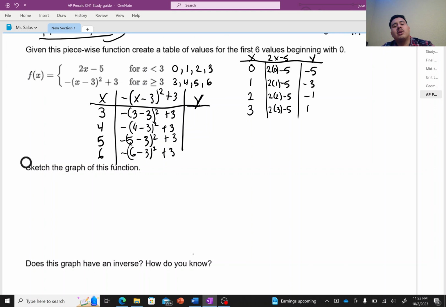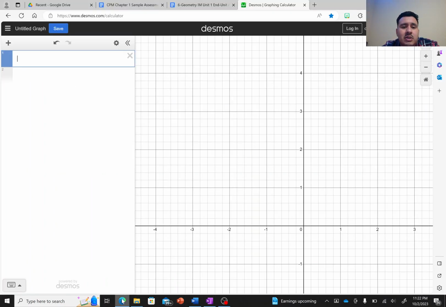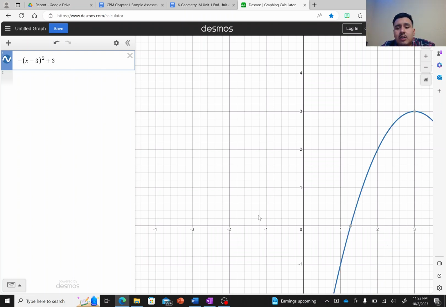So like I said, I'm going to go ahead and cheat. Well, it's not really cheating because on the test, I will allow you to use Desmos or the graphing calculator. So it's negative x minus 3 squared. Oh, whoops, that's why. Let me make this into a lowercase x because it's not understanding what I'm saying. Plus 3. So there's our graph.